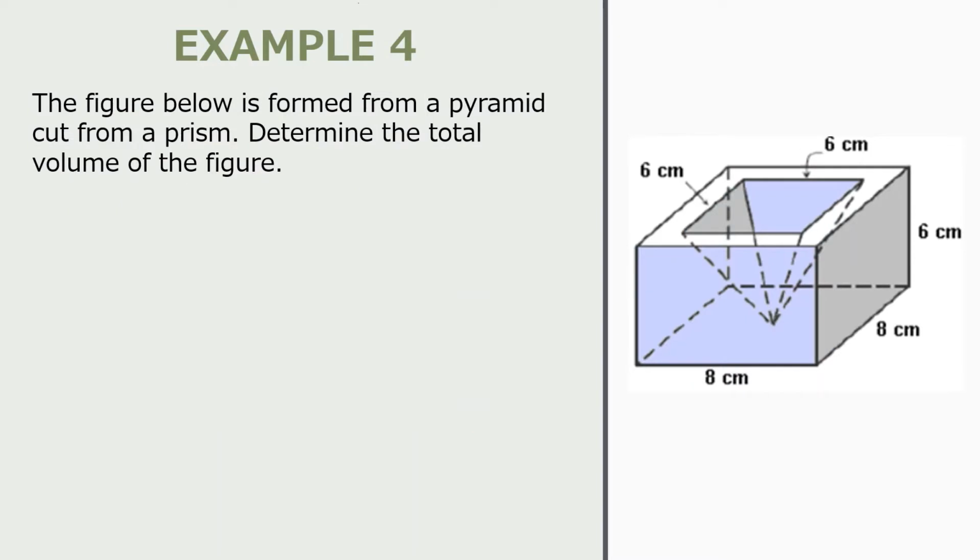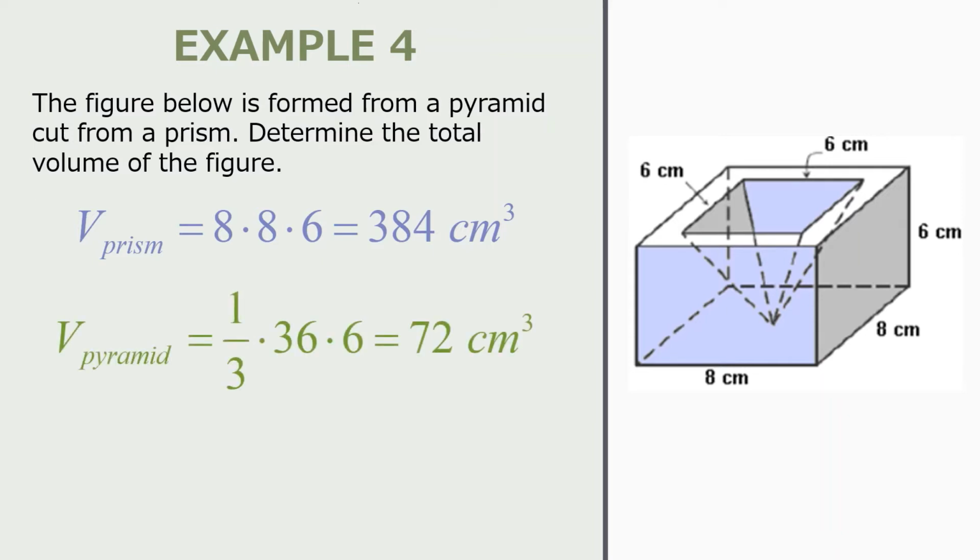And one more example. We have a pyramid that is cut out of the prism. So let's start by finding the volume of the prism. Length times width times height. Next, we can find the volume of the pyramid. 1/3 times the area of the base, which is a square, times the height. The pyramid and the prism have the same height. Finally, we just need to subtract the volume of the pyramid from the volume of the prism.